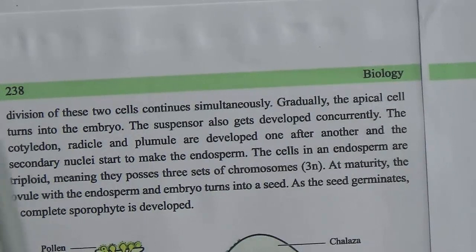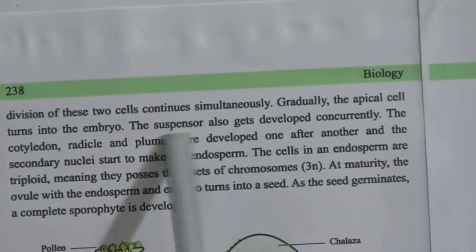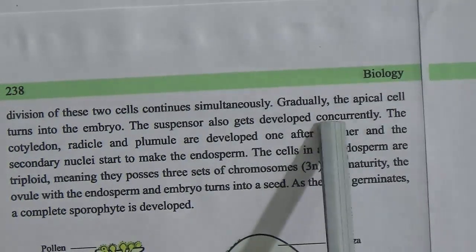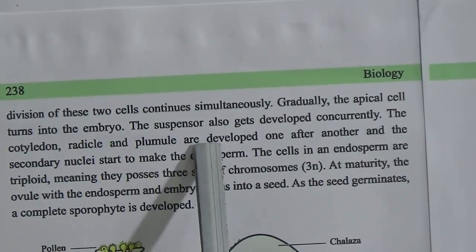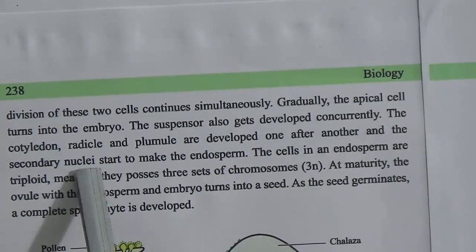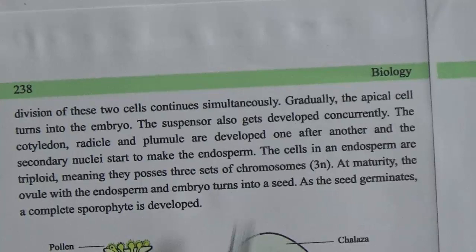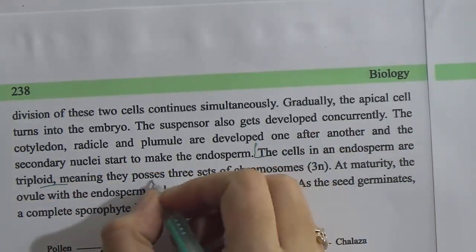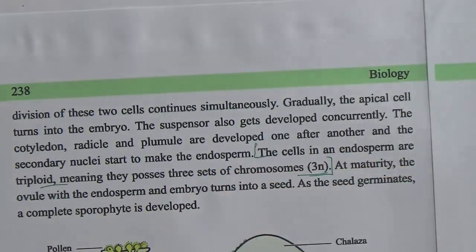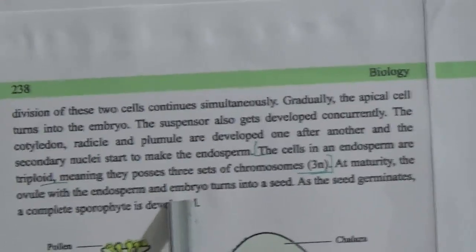Gradually, the apical cell turns into the embryo. The suspensor also gets developed. Consequently, the cotyledon, radicle, and plumule are developed one after another, and the secondary nuclei start to make the endosperm. The cells in an endosperm are triploid, meaning they possess 3 sets of chromosomes. This is very important for your MCQ. At maturity, the ovule with the endosperm and the embryo turns into a seed. As the seed germinates, a complete sporophyte is developed.